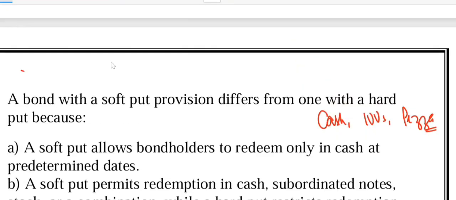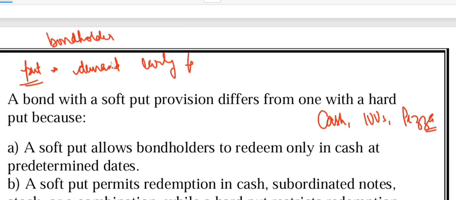Let's understand the meaning of put in the context of bond. So basically a put option lets the bondholder demand early payment. Put option lets the bondholder demand early repayment before maturity. So the bondholder can demand early repayment before maturity through the put option. This is the first point.